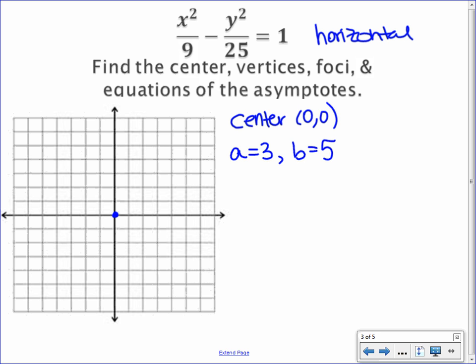So to get our vertex points, we need to move, in this case, horizontally, because we have a horizontal hyperbola. And whatever a is, whatever's associated with that positive term, that's how far we move. So our vertices, we're going to move 3 horizontally from each side.